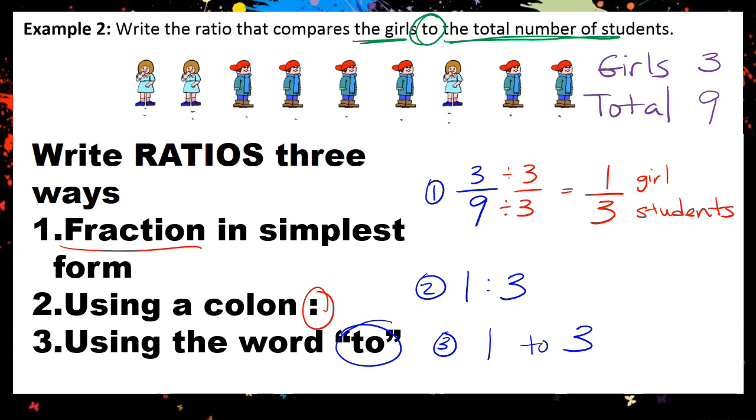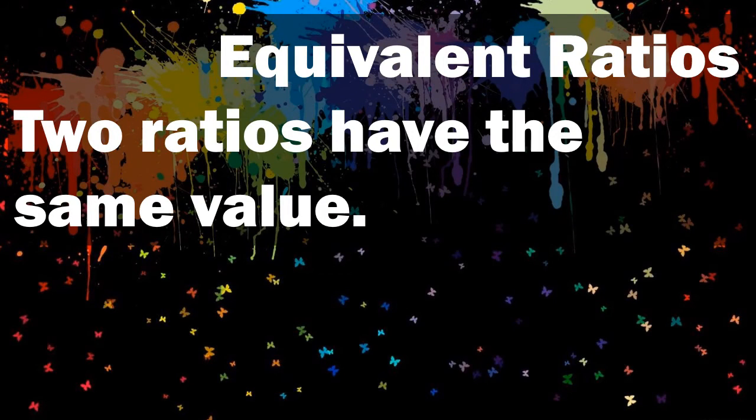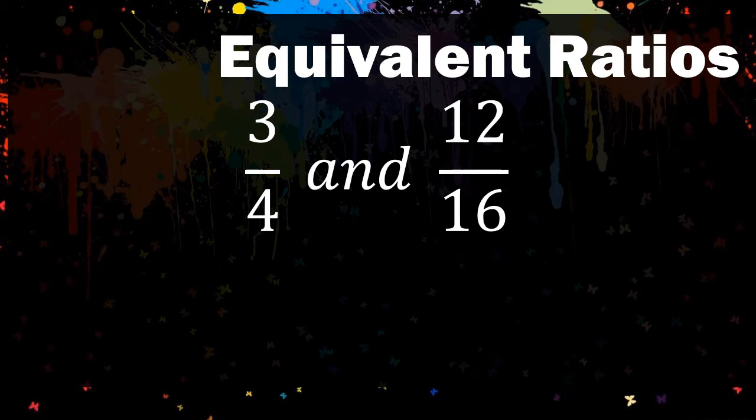Another thing with ratios, we can talk about equivalent ratios. These are two ratios that have the same value. We're given a couple examples here. So we have 3/4 and we have the ratio 12/16. The way this works is we're going to simplify both fractions.